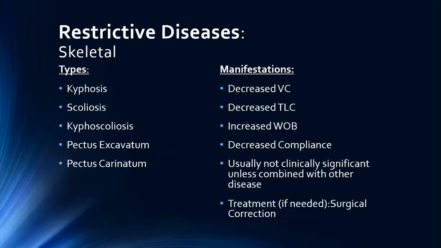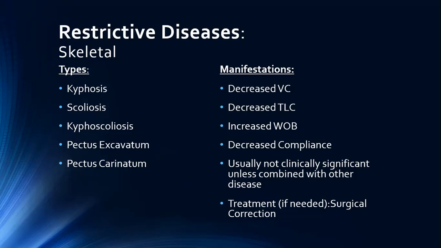Now, how do they manifest? We usually look at the manifestations of restrictive diseases as their spirometry goes, right? The volumes. So anybody with a restrictive disease is going to have a decreased vital capacity, a decreased TLC, an increased work of breathing, right? Because they can't really get air in, so they're working a little harder. A decrease in compliance. Restrictive equals a decreased compliance, right?